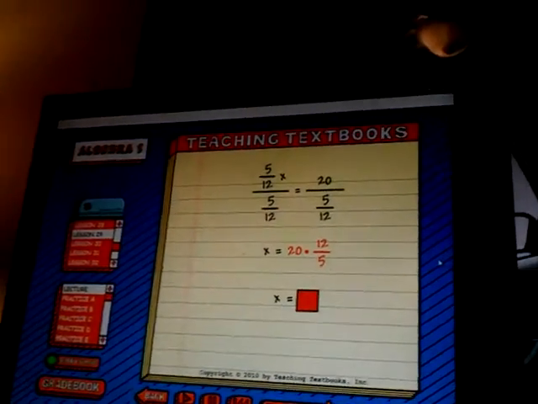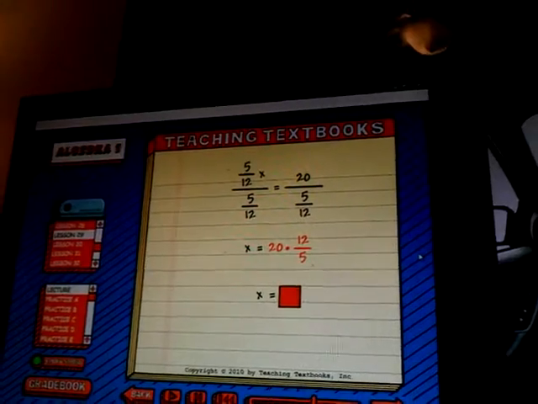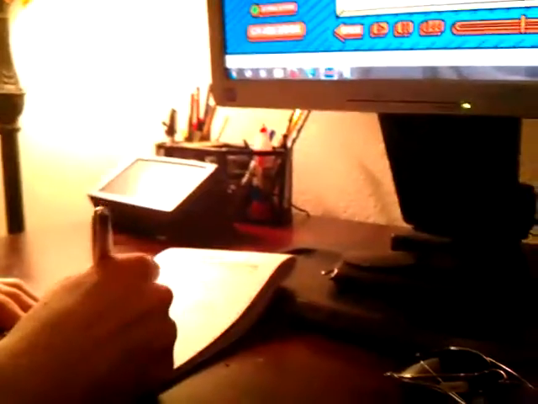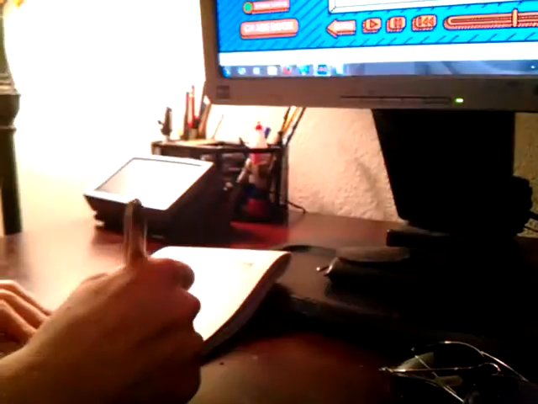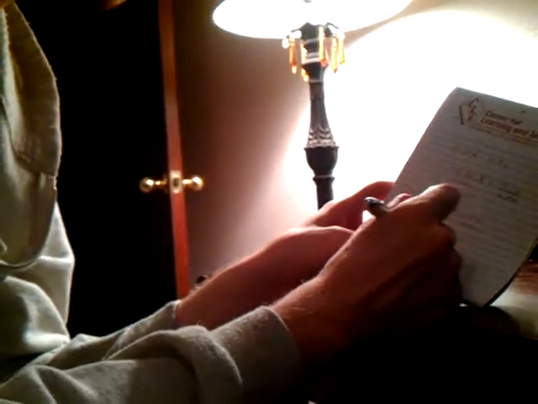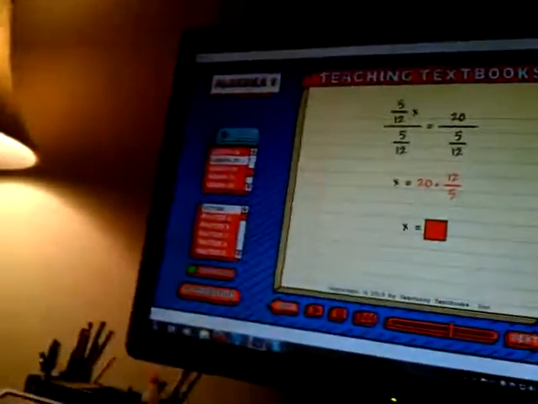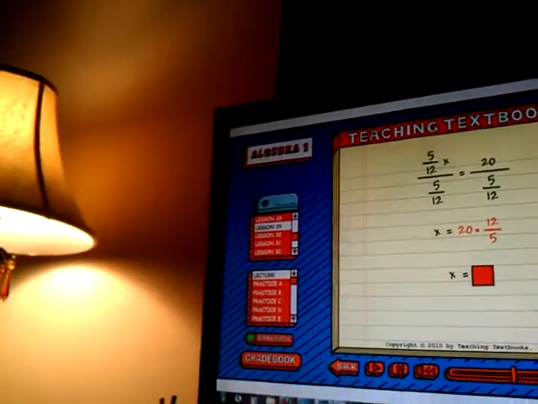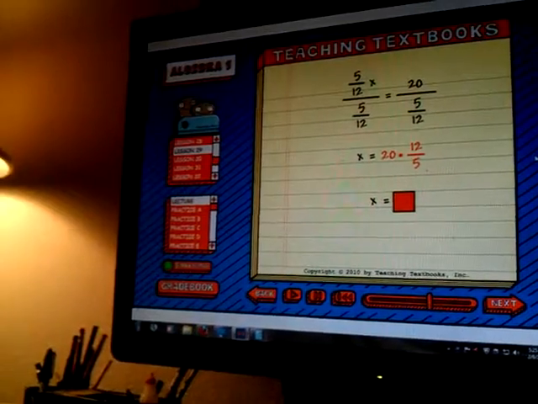All right, so let's reduce first. You have 20 over 1 times 12 over 5. So 5 can go into 20, right? What does 5 go into 20? 4. Right. So it can be divided by 5 and you get 4, and that 5 can be divided by 5 and you get 1. So really you just need 4 times 12. What's 4 times 12? 4, 8, 12. Well, what's 4 times 11? Do you remember?